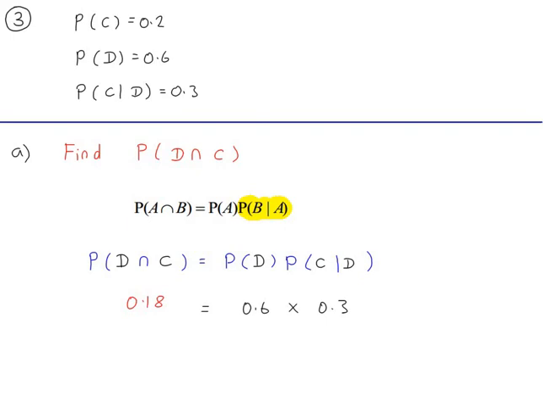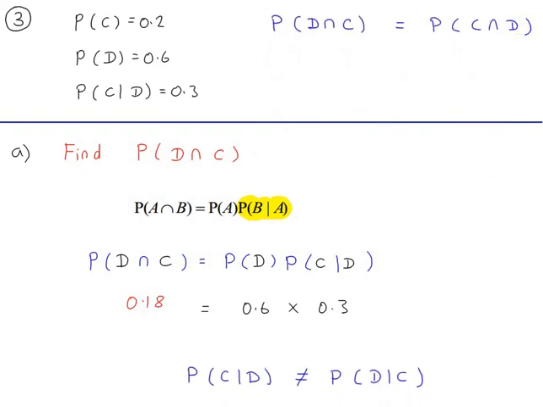Now it's worth knowing that the probability of D and C and the probability of C and D are exactly the same. So whether you write it like this or this doesn't change anything. These probabilities are the same. However, these are not the same. The probability of C given D and the probability of D given C differ, so you can't just change the letters around like you can with this.